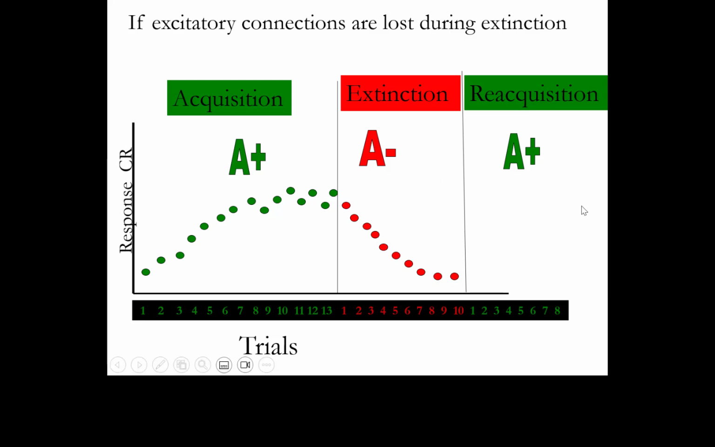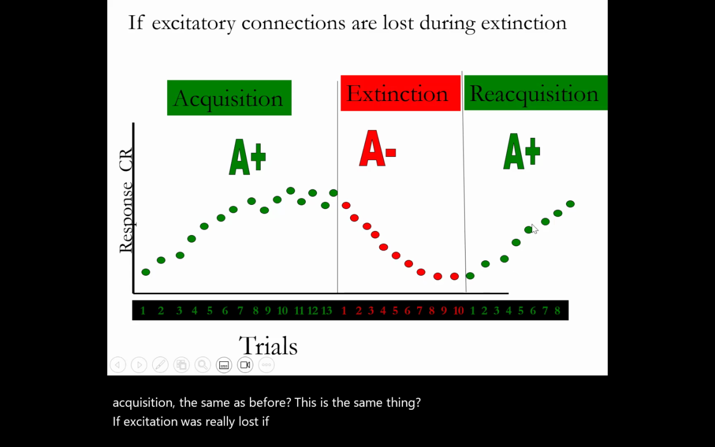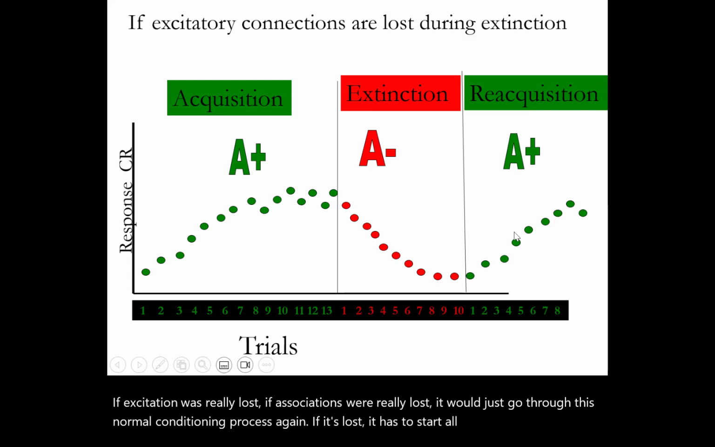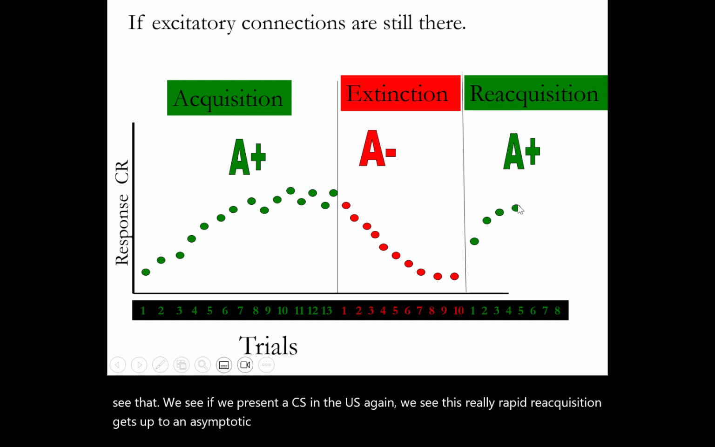So if we present the CS and US again, does it go through the same basic idea of acquisition, the same as before? Is it the same thing? If excitation was really lost, if associations were really lost, it would just go through this normal conditioning process again. If it's lost, it has to start all over again. But we don't see that. We see, if we present the CS and the US again, we see this really rapid reacquisition. Gets up to an asymptotic level really quickly.